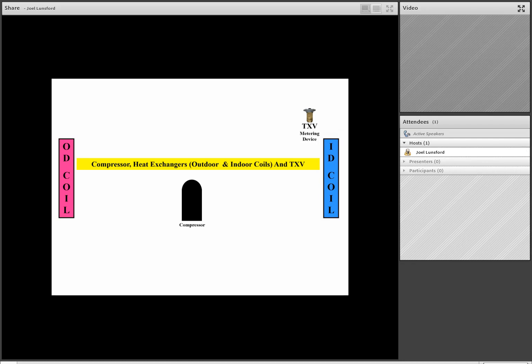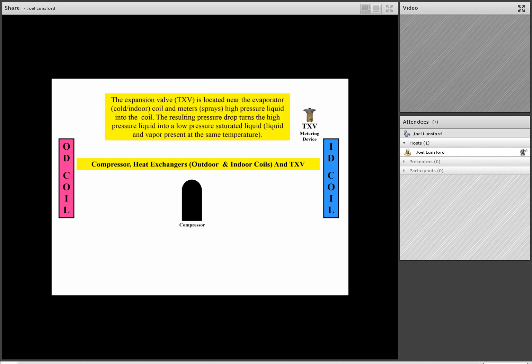As you meter that refrigerant, and as you spray that liquid refrigerant into the indoor coil, it's going to drop the pressure as well as the temperature. So really, the expansion valve will always be located near the evaporator or the indoor coil. That's going to meter or spray high pressure liquid into the coil.